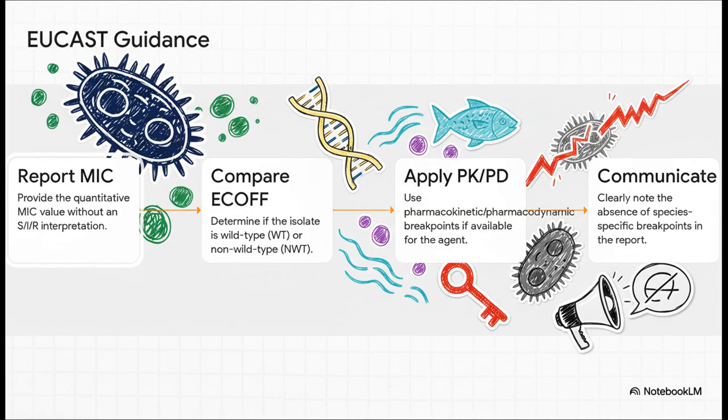Well, EUCAST gives us a kind of roadmap for this situation. Step 1: just report the raw MIC value. Don't even try to slap an S, I, or R on it. Then, you can compare it to what's called an ECOFF to see if the bug is wild type. But the most important step is communication. You have to talk to the clinical team, explain the limitations, and clearly note on your report that there are no specific breakpoints, often using surrogate breakpoints with a big disclaimer.